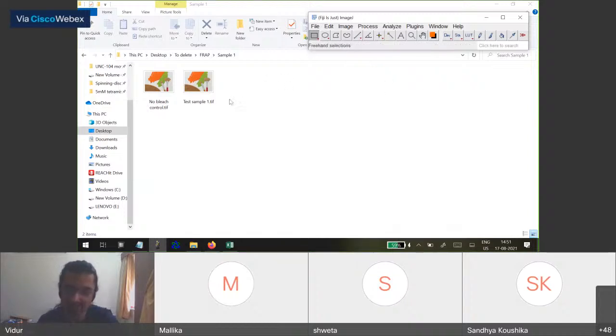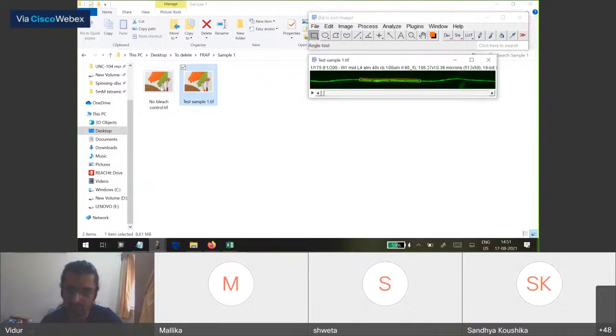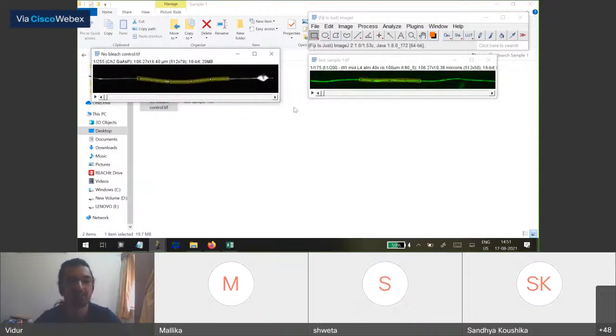Can you see my screen, Fiji's window as well as the test data sets? Yes. Okay. So everyone can open the test sample 1 as well as the no bleach control and have them side by side. The moment you open these test data sets, I've already marked a region of interest. However, you can always use this line command to mark your own region of interest. You just have to right click this line, go to segment line and mark whatever region of interest you want.